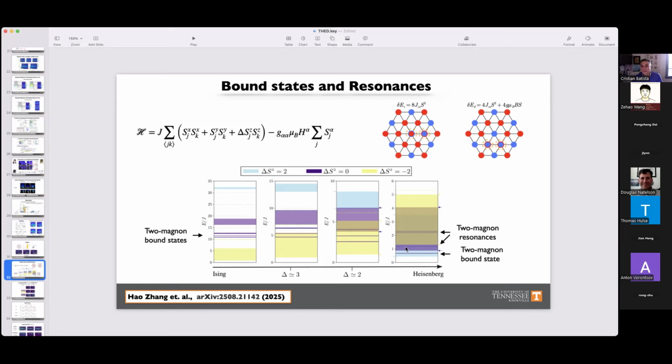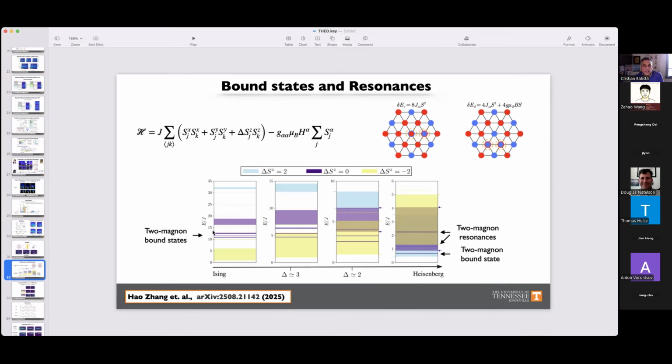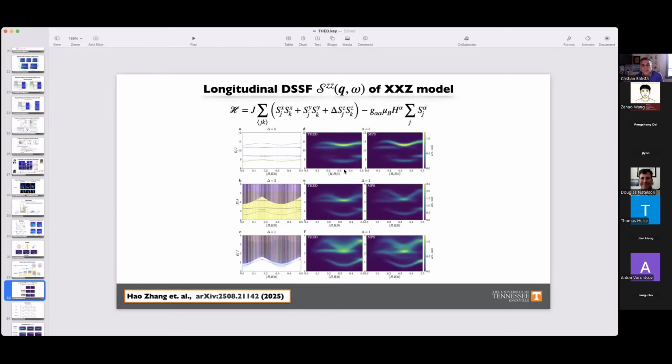And actually, this is the origin of the resonance that we see in the Heisenberg limit, right? It's basically these original two-magnon bound states that you get in the Ising limit, that when they enter the two-magnon continuum, become a resonance. And actually, this was schematic. If I show you the actual results, right?